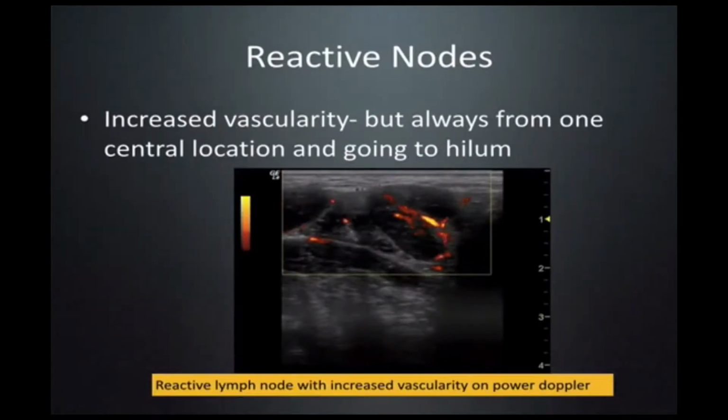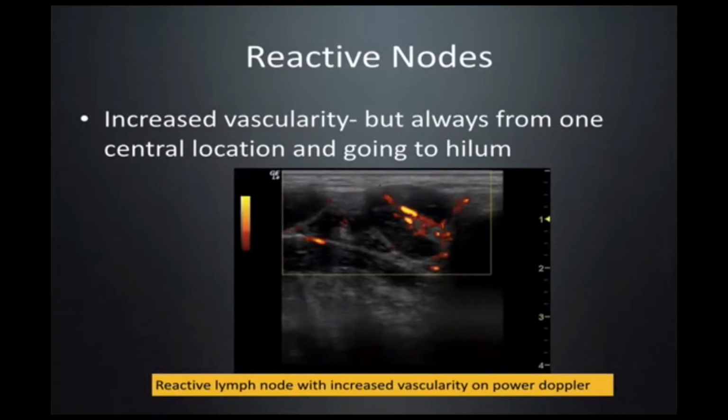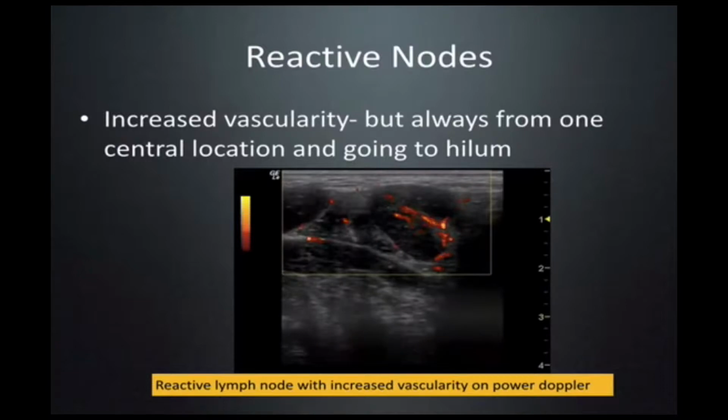Reactive lymph nodes may demonstrate increased vascularity, as in this case, but always from one central location and always going to the hilum.